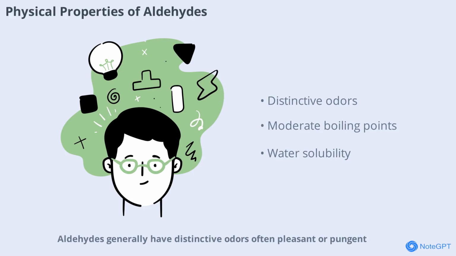Aldehydes generally have distinctive odors, often pleasant or pungent. They tend to have lower boiling points than corresponding alcohols due to the absence of hydrogen bonding between molecules. However, their boiling points are higher than those of hydrocarbons of similar molecular weight. Most lower aldehydes are soluble in water, thanks to their ability to form hydrogen bonds with water molecules. These physical properties influence how aldehydes are used in industry and everyday life.